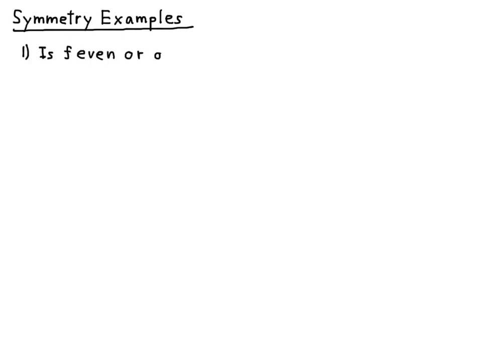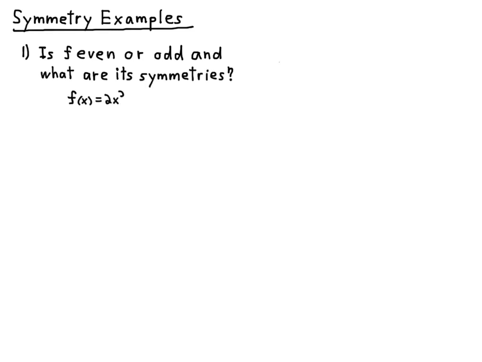All right, so that was a lot of definitions. So let's see some actual examples here, the kind of problems that you'll be asked to solve. So here's some symmetry examples. First, example 1: is f even or odd, and what are its symmetries? f of x equals 2x squared minus 3x. So you have to test all these things.